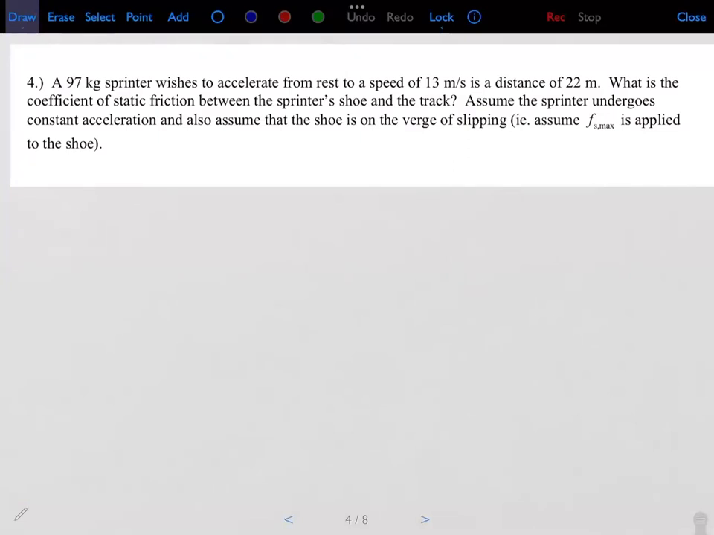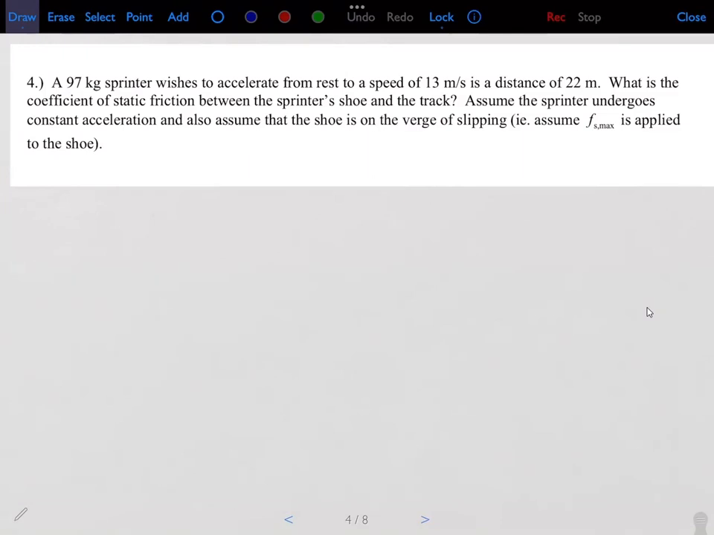So you're told a 97 kilogram sprinter wishes to accelerate from rest to a speed of 13 meters per second in a distance of 22 meters. What is the coefficient of static friction between the sprinter's shoe and track? Assume that the sprinter undergoes a constant acceleration. Okay, so we can deal with constant acceleration equations. And also assume that the shoe is on the verge of slipping.